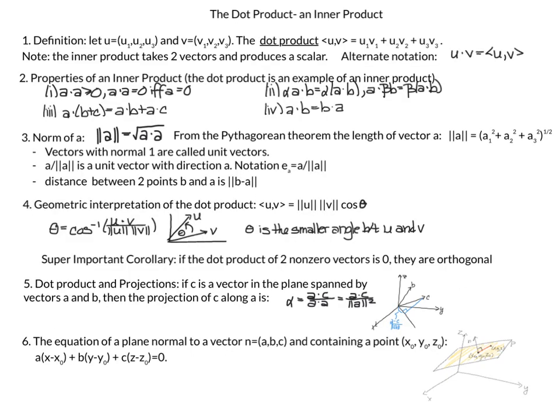In the next video, we'll talk about the cross product, which is the other way of multiplying two vectors.